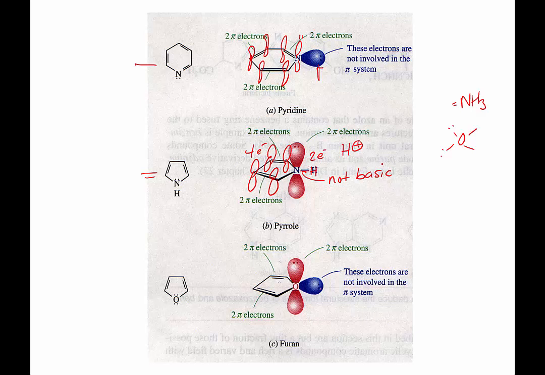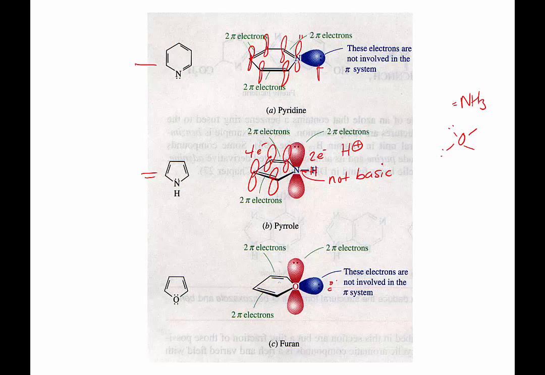Whereas down here, the oxygen now has a lone pair outside of the pi system that it can use to bond the H plus and still become aromatic. So is it basic or no? It is basic. If all of its electrons are involved in the pi system, it's not basic. If it has a pair of electrons outside of the pi system, then it will be basic, because it will be able to bond an H plus.